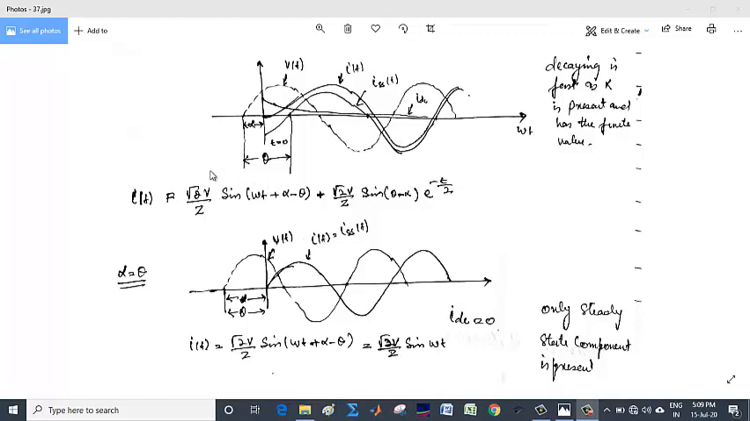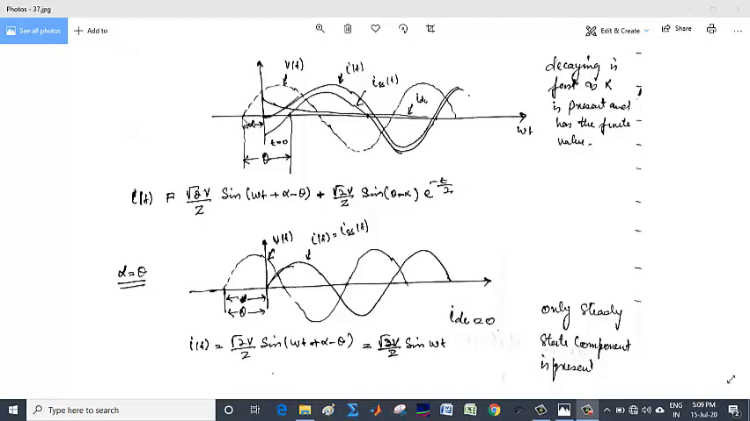Now, when we do the analysis, we calculate its current by writing the differential equation and solving it. Its total current was given by root 2 V by Z sine of omega t plus alpha minus theta plus root 2 V by Z sine of theta minus alpha e raised to minus t by tau.